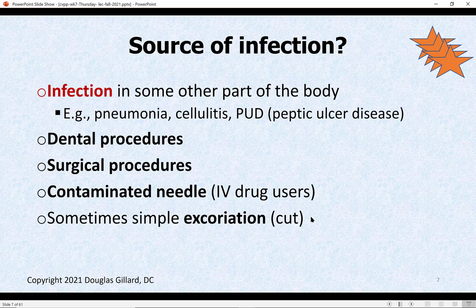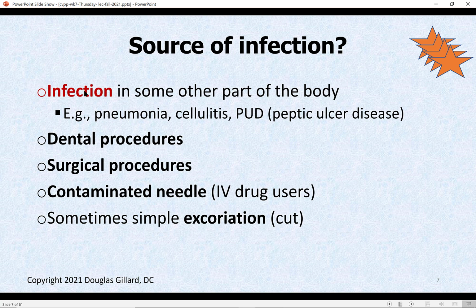Where does the infection come from? I've talked about this. Dental procedures, surgical procedures, contaminated needles. IV drug users can get endocarditis quite commonly. Or sometimes just an excoriation, just a simple cut for whatever reason. Sometimes the cut is perfect and gets into a major blood vessel or lymph vessel, and the bacteria gets into the blood and sticks into the heart.